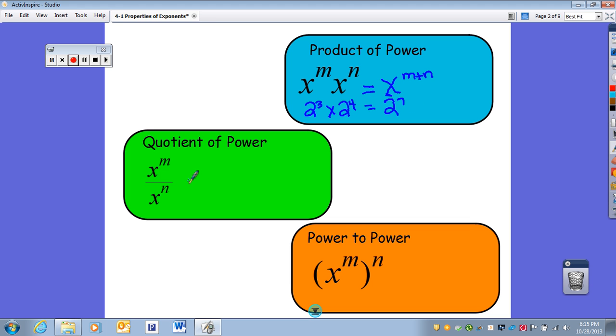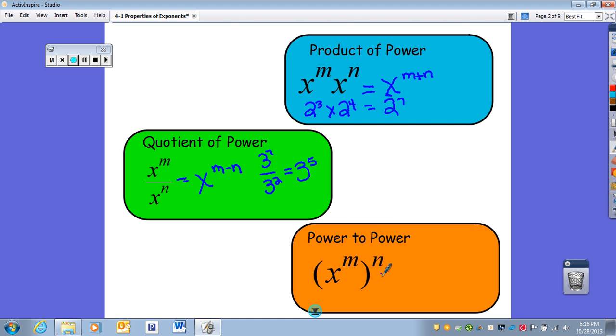Our quotient power, we're going to keep the base and we're going to subtract the exponents. So for example, if I were to have 3 to the 7th divided by 3 to the 2nd power, that's going to be 3 to the 5th power, subtracting the exponents. Remember to keep the base.